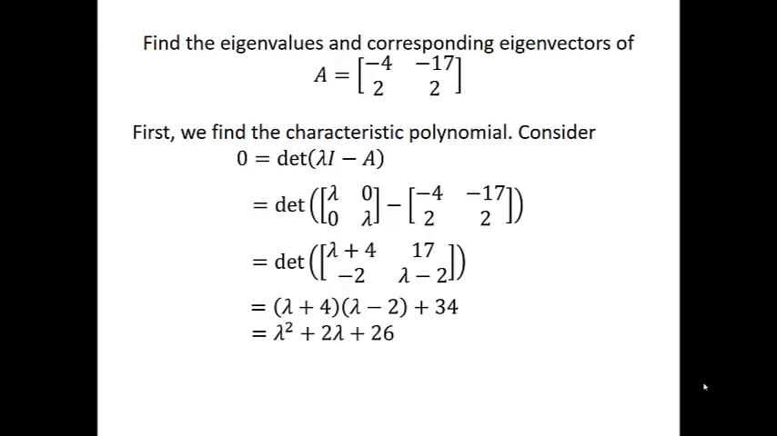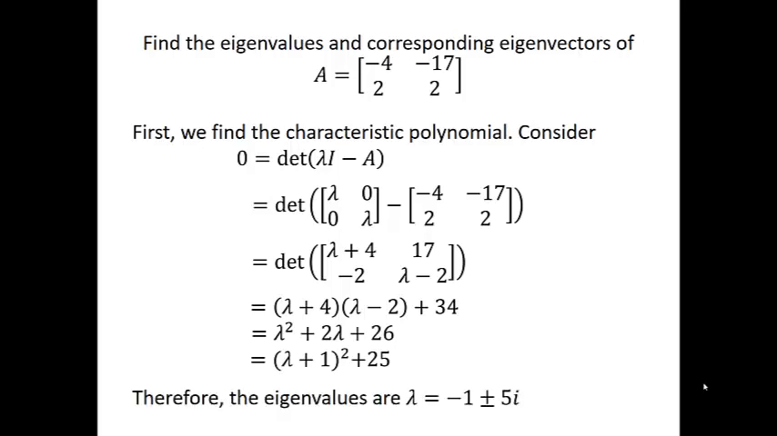We multiply out and then complete the square to see that our eigenvalues will be the complex numbers -1 plus or minus 5i. All right, so we found our eigenvalues. Note that the process is exactly the same, whether your eigenvalues are real or complex numbers. The interesting piece is going to come in finding those eigenvectors.